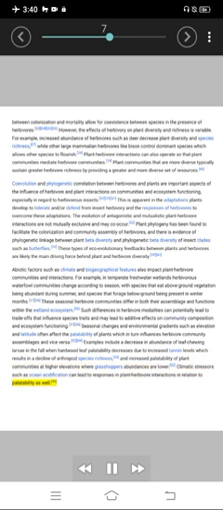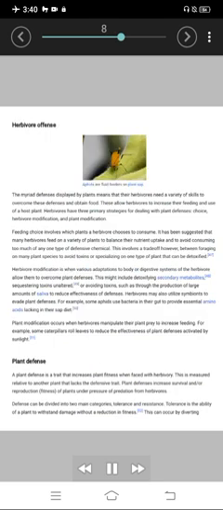Herbivore offense. Aphids are fluid feeders on plant sap. The myriad defenses displayed by plants means that their herbivores need a variety of skills to overcome these defenses and obtain food. These allow herbivores to increase their feeding and use of a host plant. Herbivores have three primary strategies for dealing with plant defenses: choice, herbivore modification, and plant modification. Feeding choice involves which plants a herbivore chooses to consume.